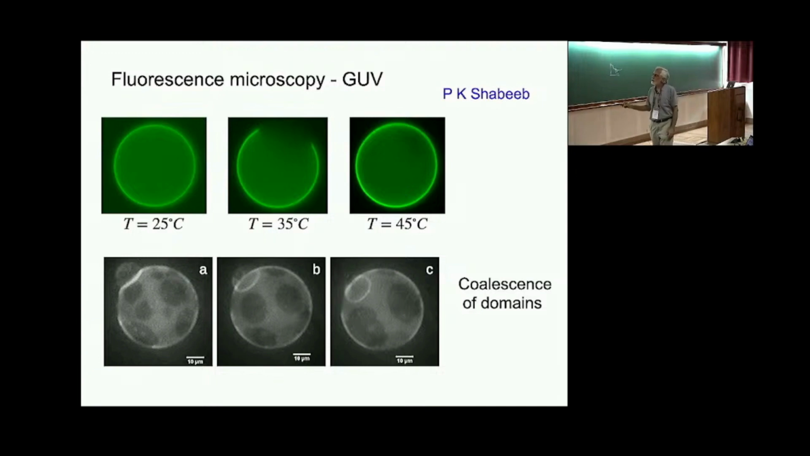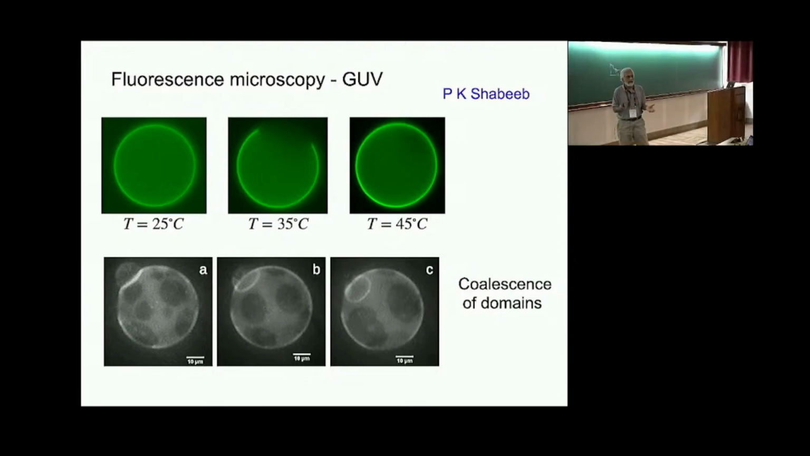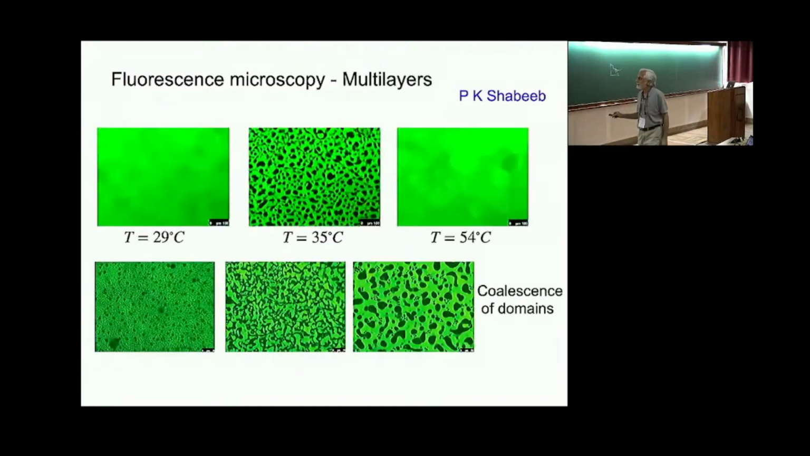Now, one could also look at the coalescence of these domains with time. This is over a time period of a few minutes. You find that these domains come together, coalesce, and then become larger. This means that both the domains, as well as the phase in which they are dispersed, are fluid, so that these domains can diffuse around, come together, and coalesce. Okay, so this confirms that this system indeed shows fluid-fluid coexistence.